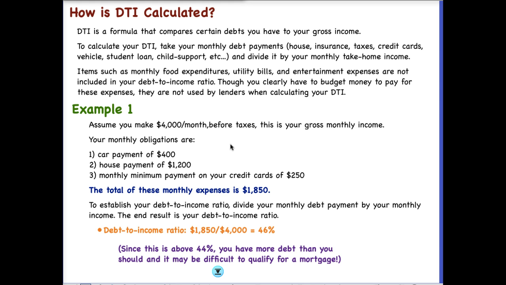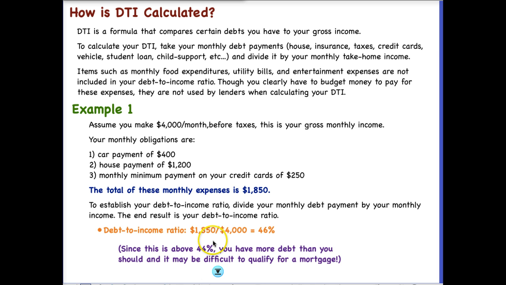Here's your monthly obligations. You have a car payment of $400, you're looking at having a house payment of $1,200, and the minimum payment on your credit cards every month is $250, for a total of $1,850. So to determine the debt income ratio, we would just divide our monthly debt payment by our monthly income.